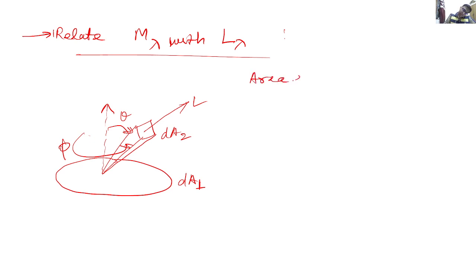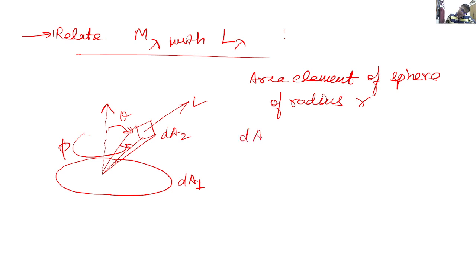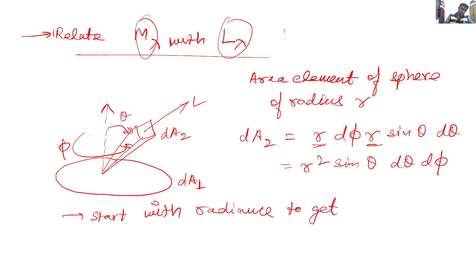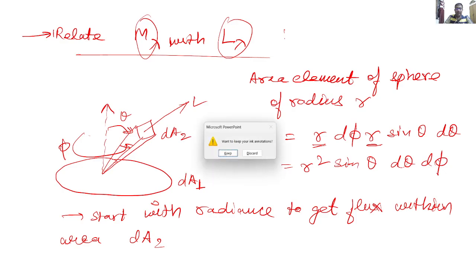So the area element of the sphere of radius r, let us suppose, is dA2, which will come out to be r d phi times r sine theta d theta, which is r square, I mean, these two r's get multiplied, sine theta d theta d phi. Now the first step to relate M lambda, that is the exitance, with the irradiance would be to start with the radiance to get flux within area dA2. So how do we do that? Let's see that in the next slide.